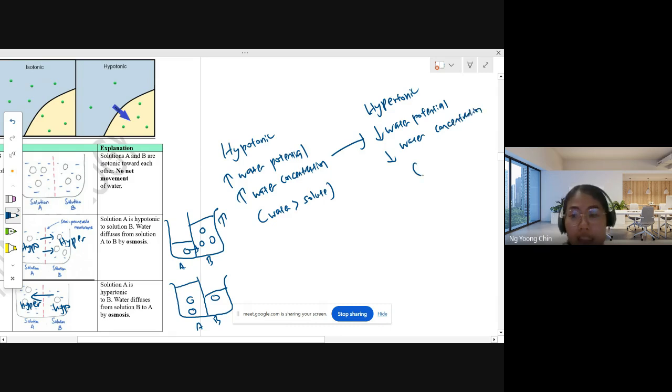And in the hypertonic, it means solute more than water. Yeah, they always move in this direction. Okay, so this is known as osmosis. It only involves the water molecule, but not other solute molecules. That's all.